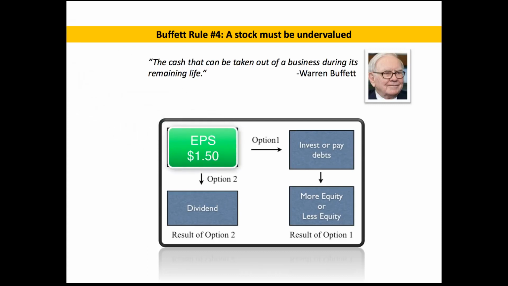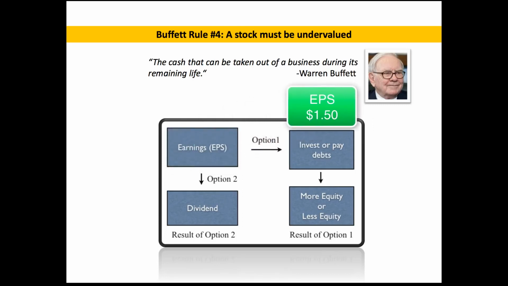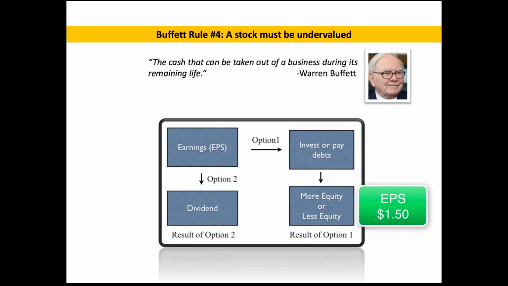Now, if you remember from that first course, the owner, which is you as the shareholder, has the option to either take the first route, which is you keep that money in the corporate bank account, and you're going to either invest that money back into the business or pay off your debts or whatever the case is. But what eventually happens with that money, that either turns into more equity or less equity. And that's going to be reflected in the book value, because the book value is nothing more than equity per share.